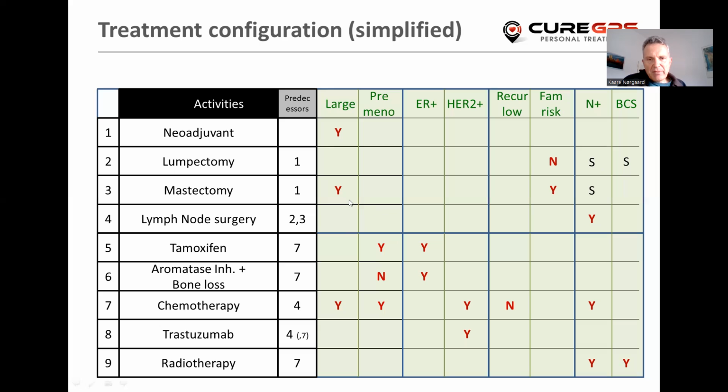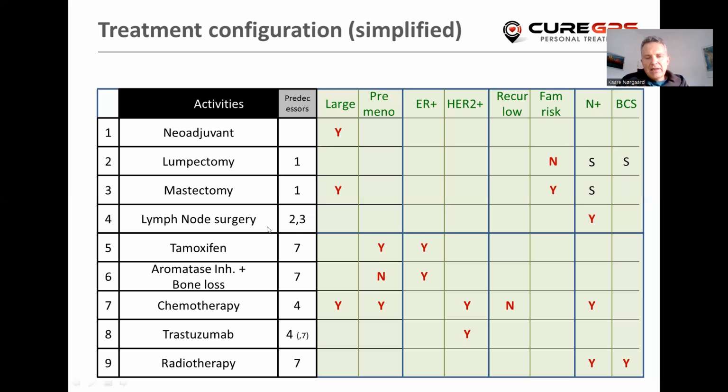You have to choose mastectomy if it's either large or there is a family risk, and then you set the number of lymph nodes. The lymph node surgery is there if the lymph nodes are hit, and they have to wait for 2 or 3, which we denote as 2, 3, because one of them is not there. So if we wait for both, then we only have to wait for the relevant one, number 2 or number 3.